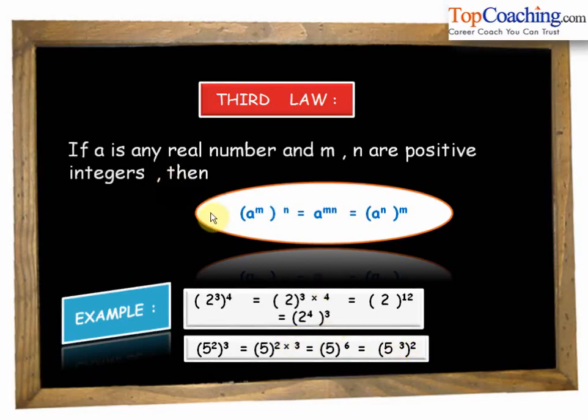Thus a to the power of m whole to the power of n is equal to a to the power of m into n, which is also equal to a to the power of n whole to the power of m.